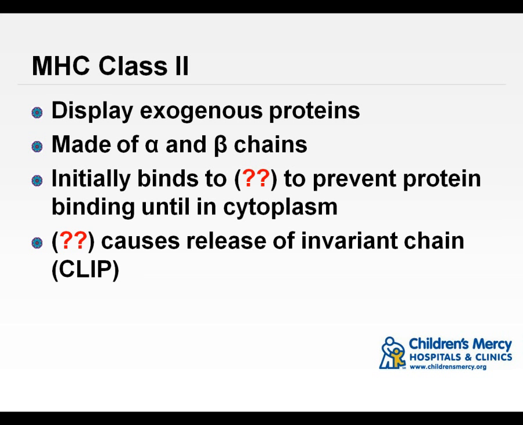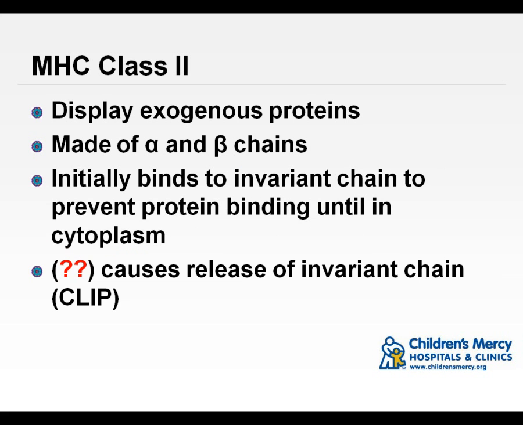So when class 2 MHC is made, it will initially bind to something to prevent any protein from binding in that cleft until it's almost ready to come to the outside of the cell. What that thing is that sits in there, prevents binding. Invariant chain. So that invariant chain prevents the protein from binding.